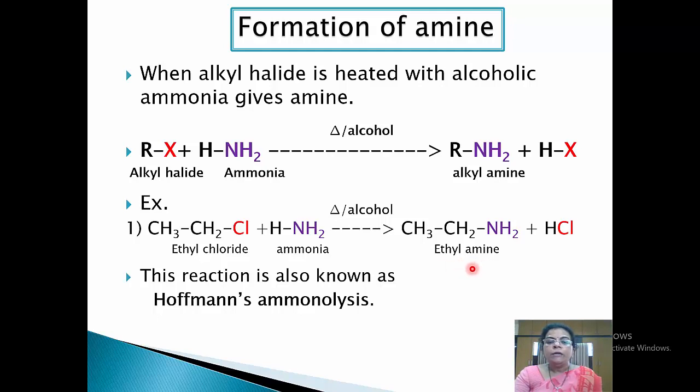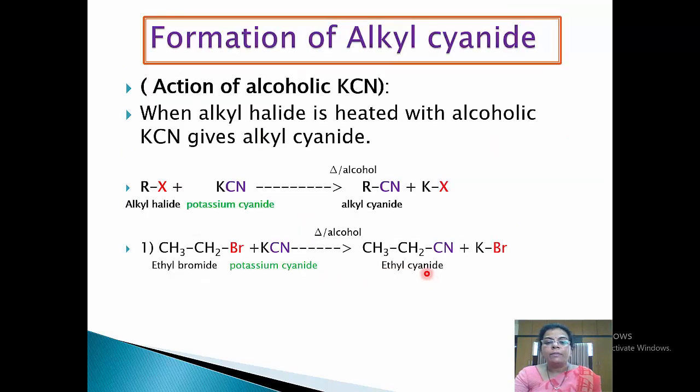But if ethyl chloride and ammonia are in the same concentration, then the primary amine is converted into secondary amine, the secondary amine is converted into tertiary amine, and the tertiary amine is converted into quaternary ammonium salt. That is, a mixture of primary, secondary and tertiary amines along with quaternary ammonium salt is formed. To obtain only primary amine, the concentration of ammonia is increased, then we get only primary amine.